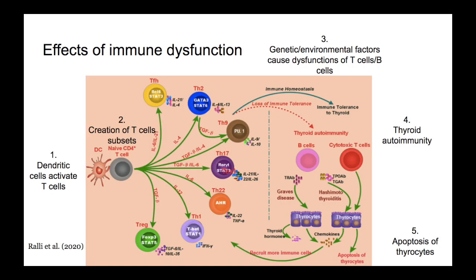This slide shows the activation of the T cells and T cell subsets. If those T cells are not affected by alterations, you have immune homeostasis and the thyroid gland is supported. However, if there are mutations with those cells, there will be a loss of immune tolerance and the thyroid autoimmunity will be affected. These cells will then go on to infiltrate the thyrocytes and cause destruction of them through apoptosis.